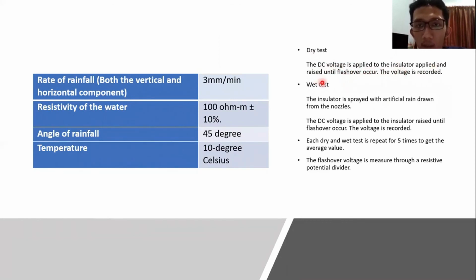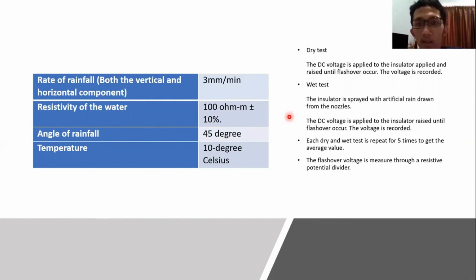For the wet test, the insulator is sprayed with artificial rain from nozzles. As you can see, these are the details of the artificial rain: 3 mm per minute, the resistivity of the water is 100 ohm plus or minus 10%, the angle of the rainfall is 45 degrees, and the temperature of the artificial rainfall is 30 degrees Celsius. As with the dry test, the DC voltage is applied to the insulator and raised until flashover occurs, and then the voltage is recorded 5 times.